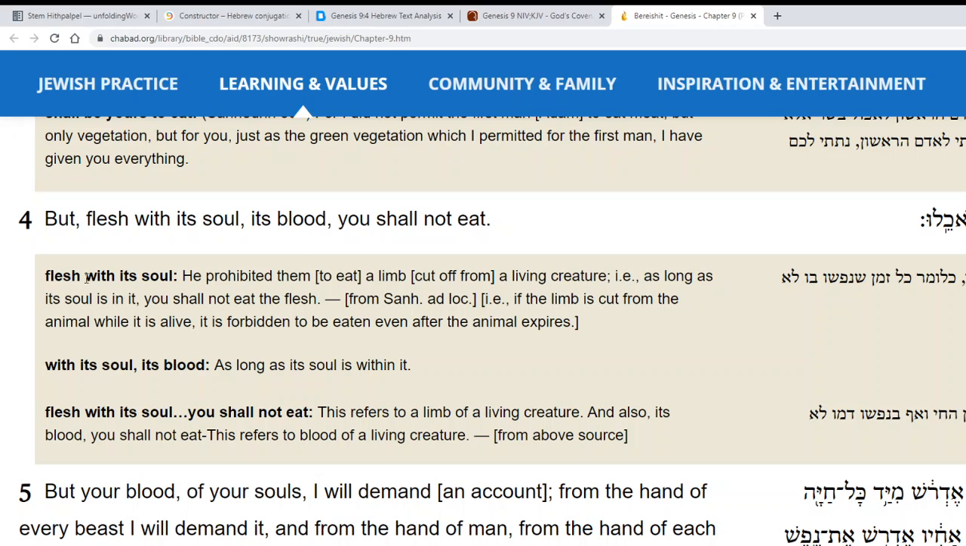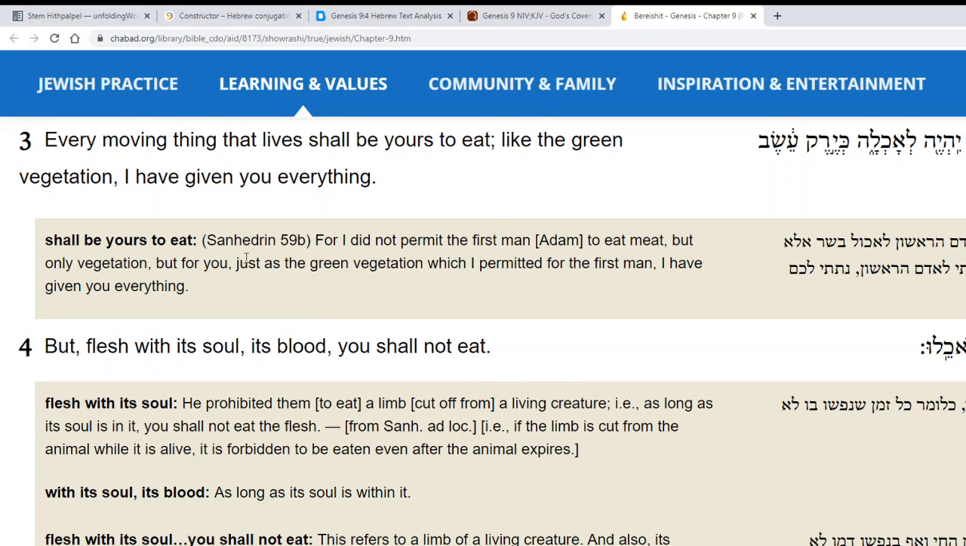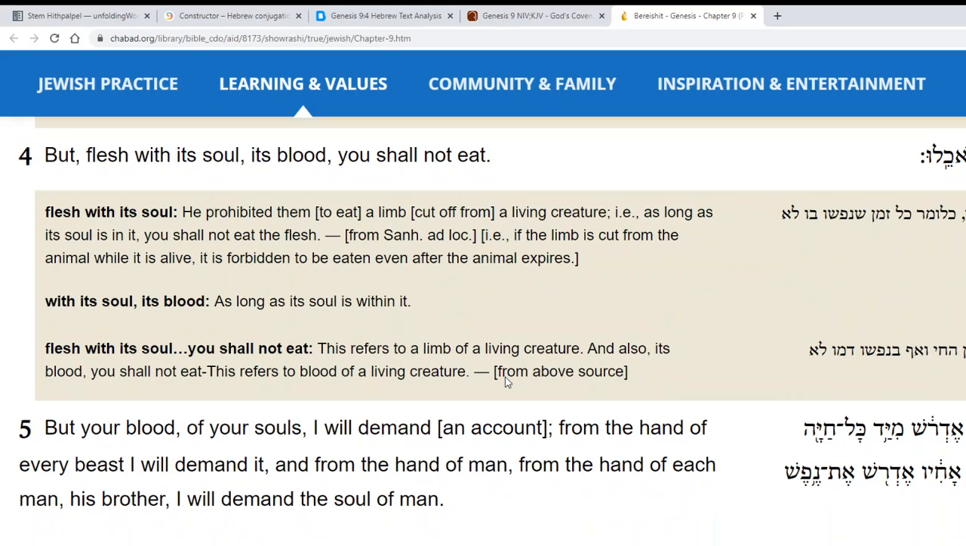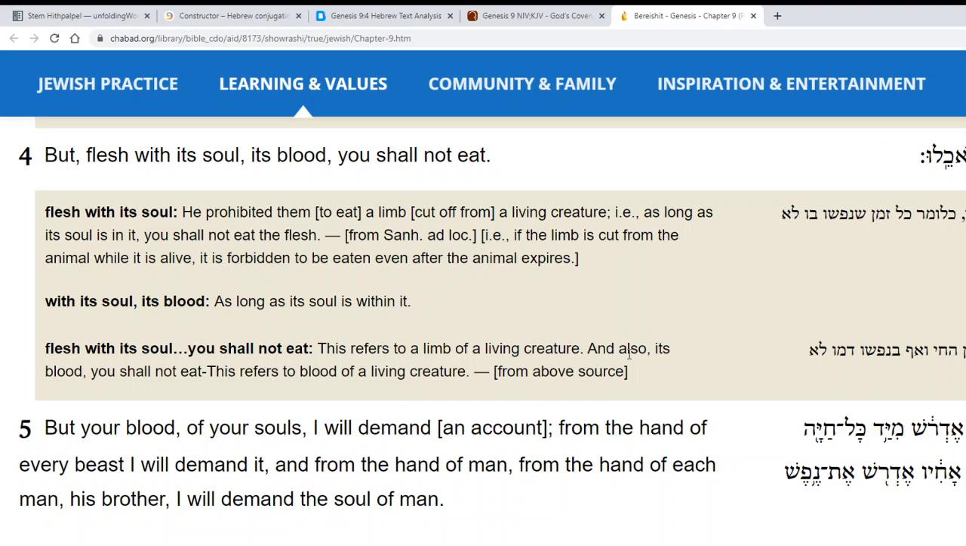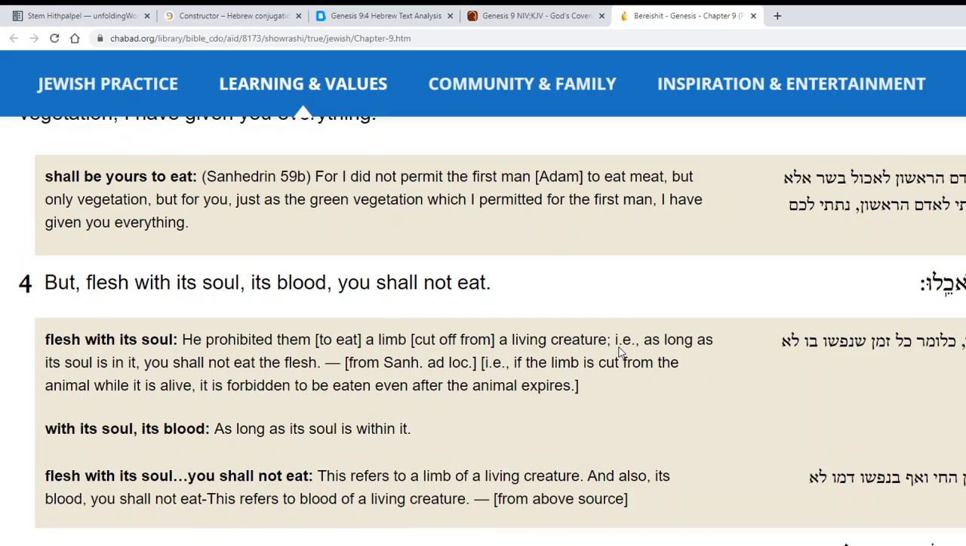So this is what Rashi says, Basar ben nafsho, right? Flesh with its soul. He prohibited them to eat a limb cut off from a living creature. As long as its soul is in it, you shall not eat the flesh, right? And so, the Sanhedrin talks about exactly how that is done. Ben nafsho damo, right? As long as, so Rashi is saying as long as. This refers to a limb of a living creature, and also its blood you shall not eat. This refers to blood of a living creature. Okay? And all of this comes from the Talmud in Sanhedrin.